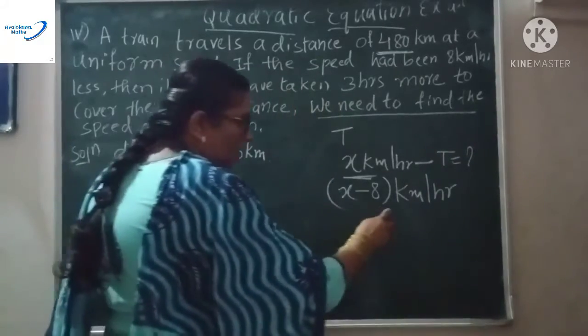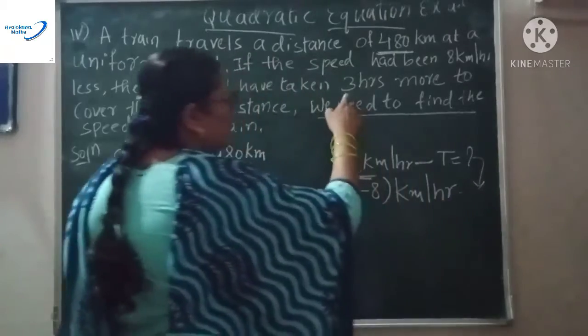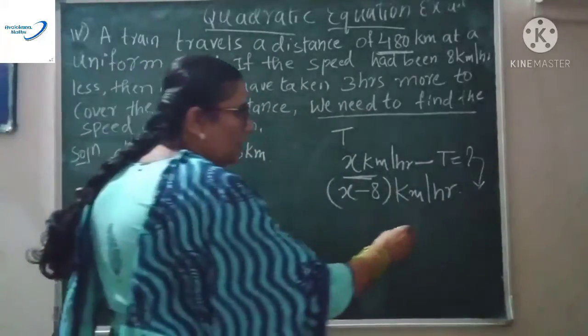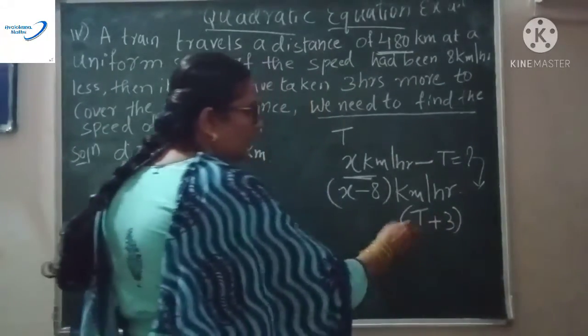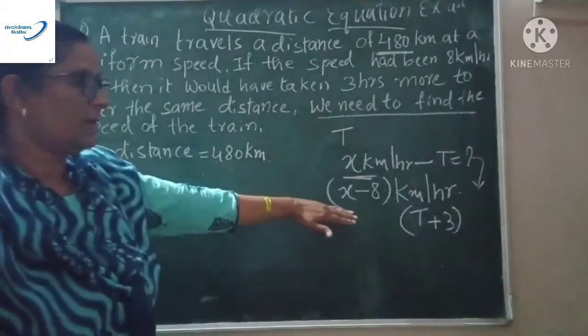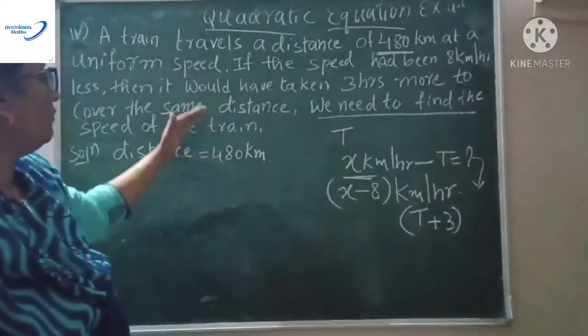Okay, when the speed is reduced, the time taken is the previous time plus 3 hours. That means the previous time plus 3 hours gives the time taken if the speed is reduced by 8 kilometer per hour. This is the understanding of the question.